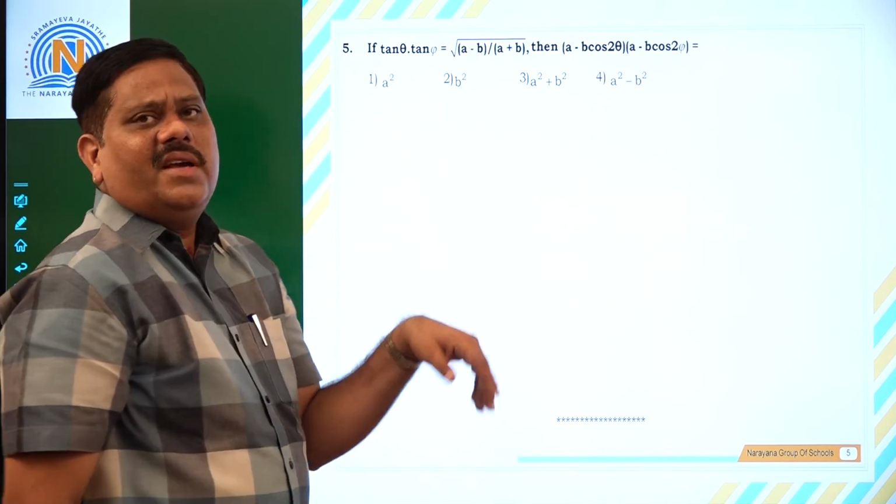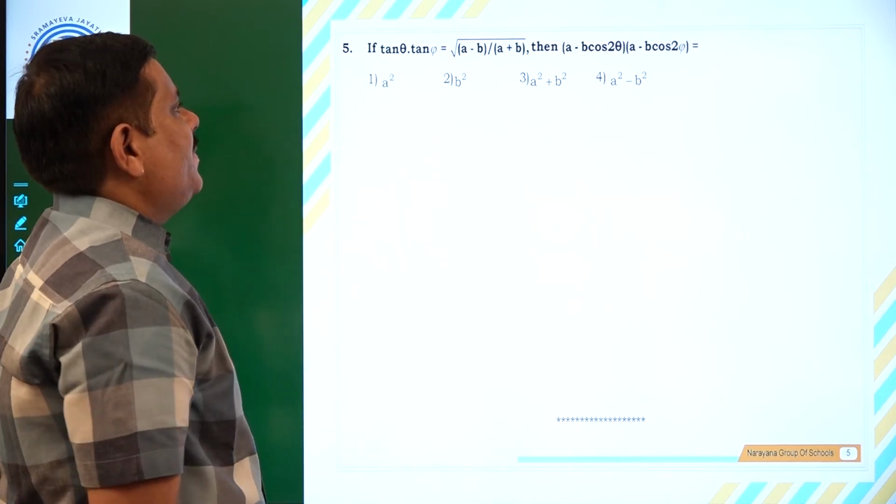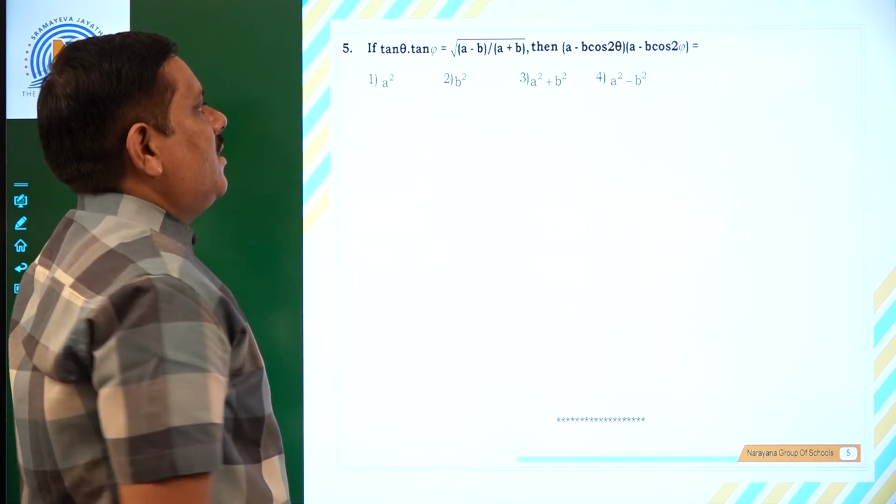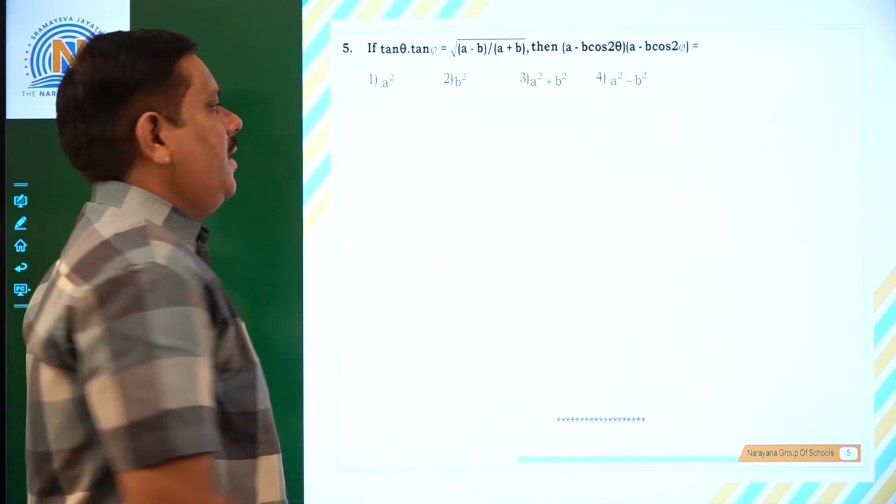tan theta into tan phi is given as root over (a minus b) by (a plus b). Then what is the value of (a minus b cos 2 theta) into (a minus b cos 2 phi)?